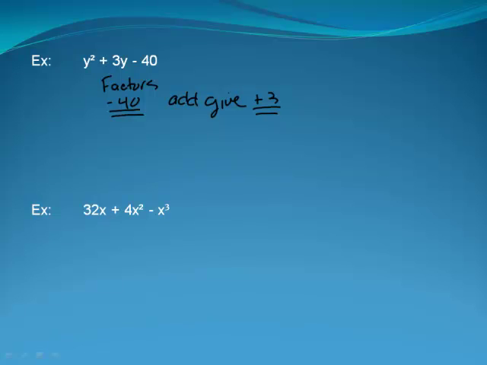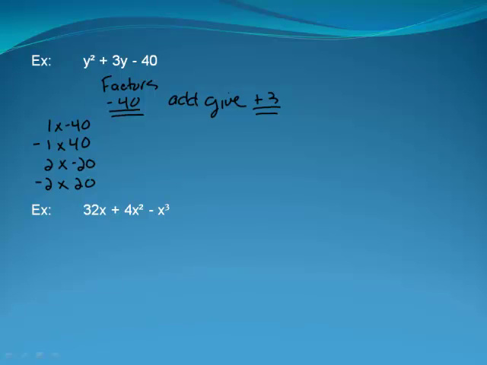You've got positive 1 times negative 40. 1 times negative 40 is negative 40. And also, negative 1 times positive 40. Those are 2 different possibilities. And when you add them, they're going to give you 2 different numbers. We've also got positive 2 and negative 20, or negative 2 and positive 20. Multiply to give us negative 40.